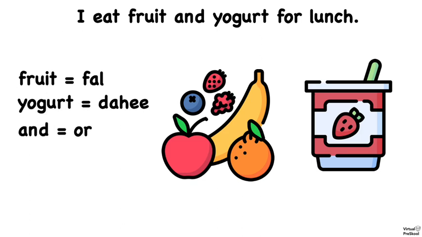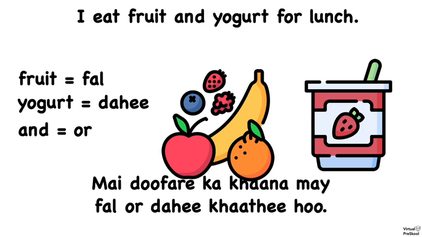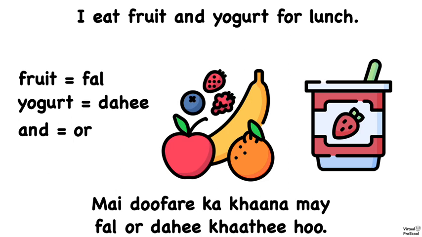So now let's do the sentence. I eat fruit and yogurt for lunch. Okay, let's take a look. मैं दोपहर का खाना में फल और दही खाती हूँ.